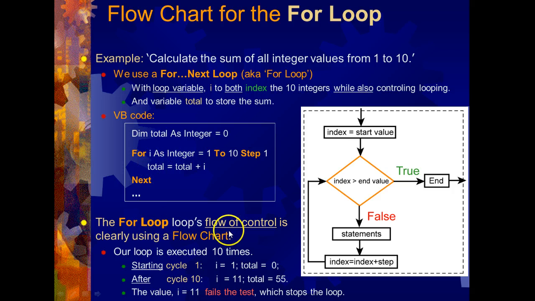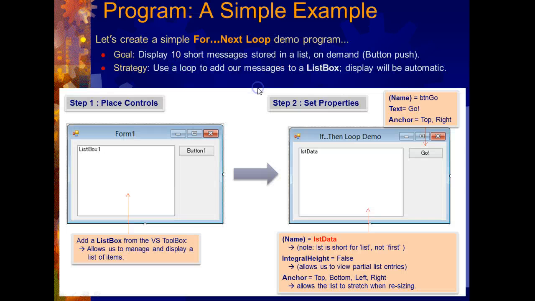The for loop's flow of control is clearly shown using a flow chart. So we can see it here, the flow chart. Starting cycle 1, I equals 1, total is 0. After cycle 10, the total is 55. The value I equals 11 fails the test, which stops the loop.